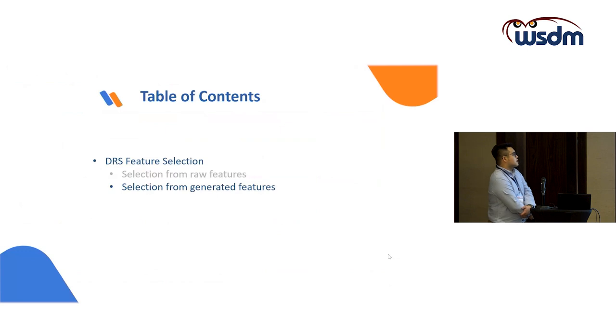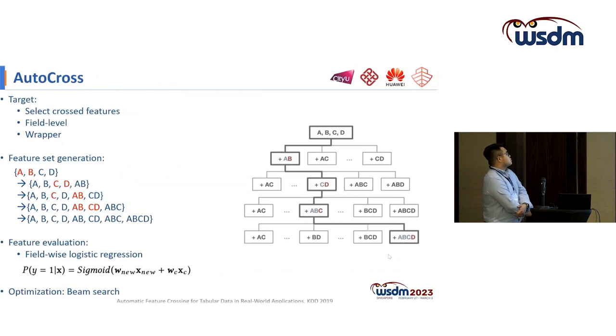And we next introduce some selection for generated features. The first is AutoCross. In this work, the feature set is generated by a tree where each child is generated by adding a crossing feature to itself. Like this, here is an example.